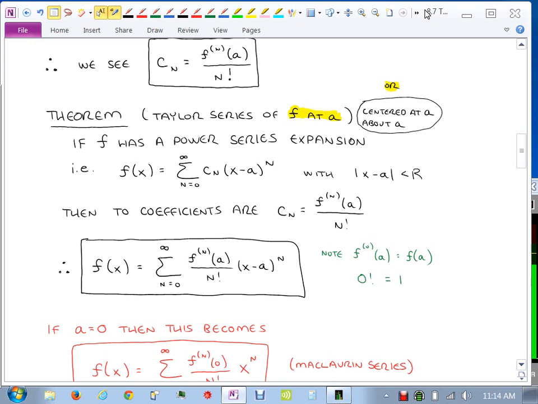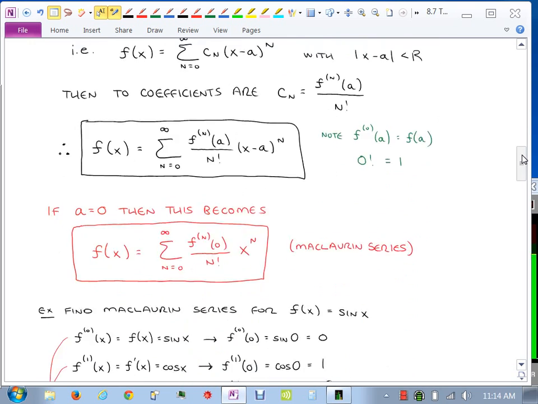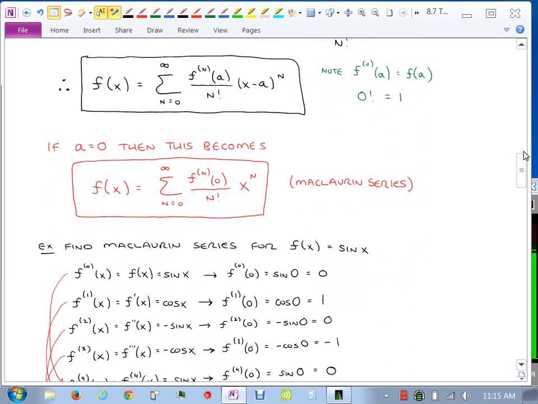Now, we do have a more specific, more narrowed down version of this formula. This formula is very general because a can be any number, as long as it's within the radius of convergence, right? But if a is 0, then we don't call it the Taylor series anymore, we call it the Maclaurin series. So a Maclaurin series is a Taylor series centered at 0. That's all it is. So what happens is that a becomes 0, right?